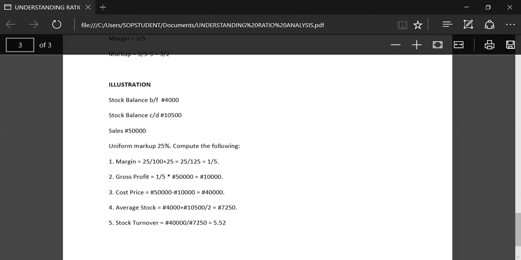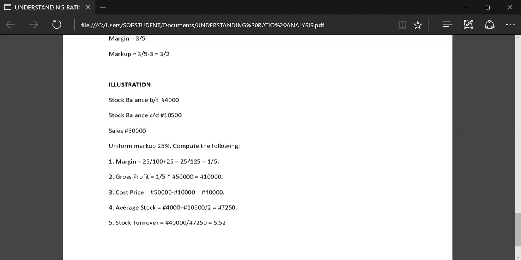A quick illustration is shown on the screen. We have the stock balance. In other words, an opening balance of stock 4,000. We have a closing stock balance of 10,500. We have sales 50,000. Then we have a markup of 25%.